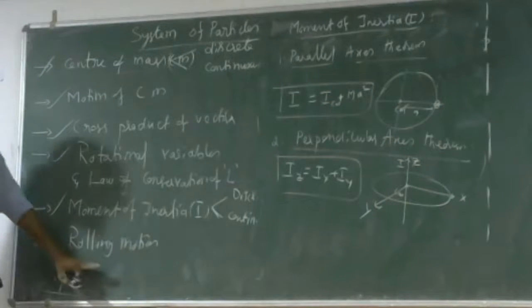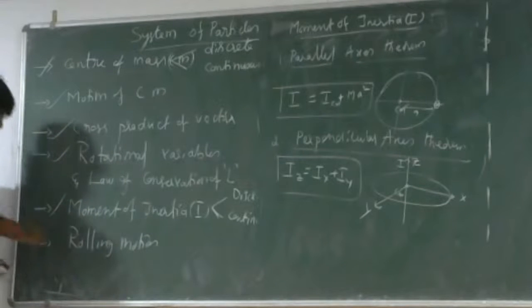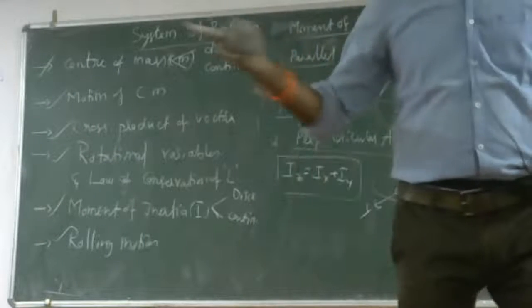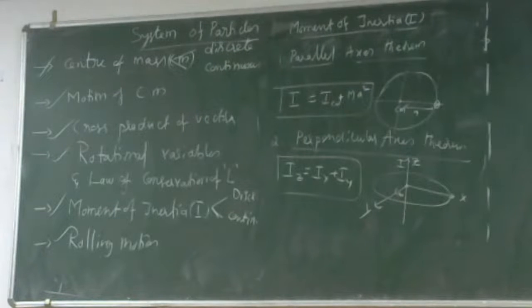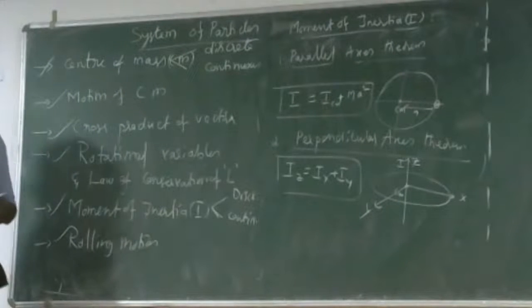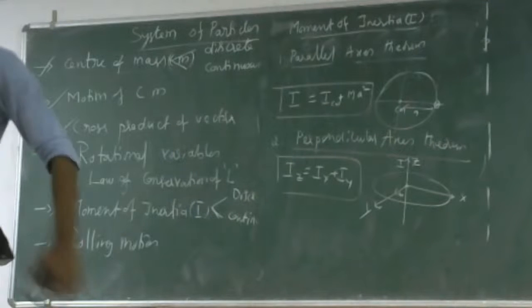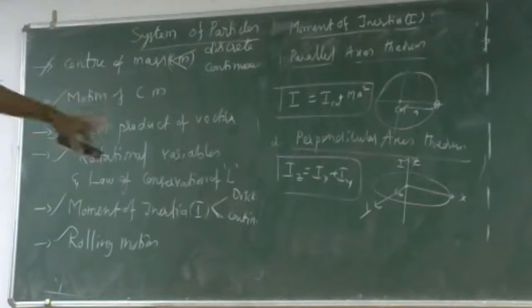Let us see briefly the last concept of this. What is rolling motion? Do you have another chart, please? No chart. Right. So next, write down the heading rolling motion. Note this down: copy the parallel axis theorem and perpendicular axis theorem. Then write down rolling motion.